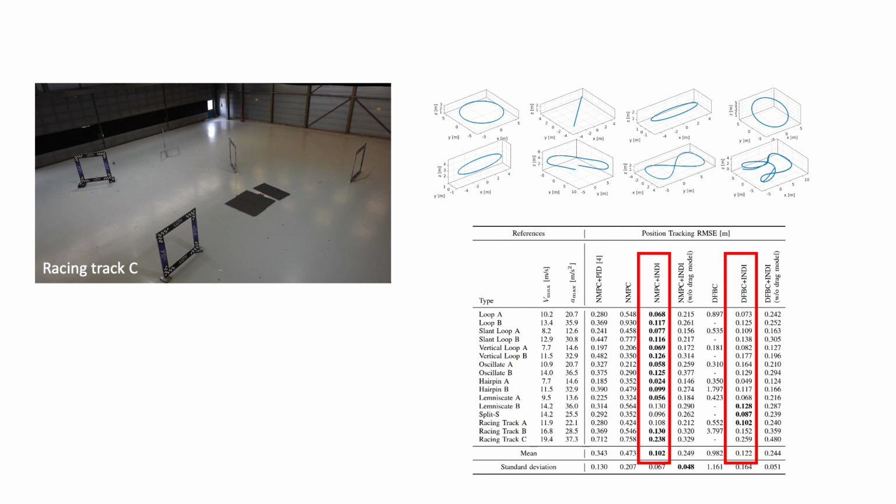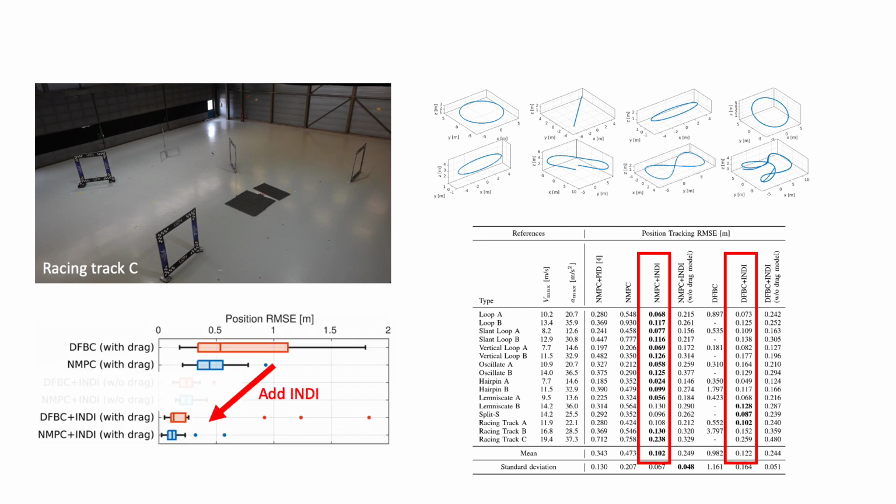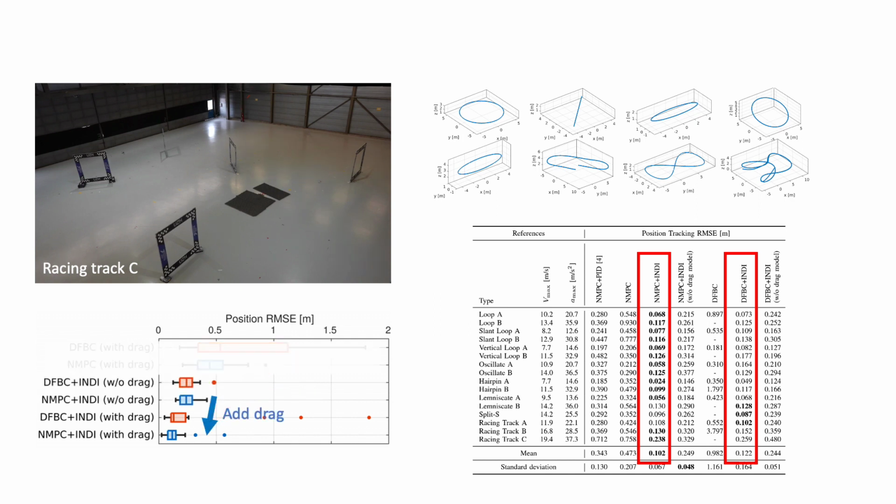Our results show that NMPC and DFBC with the INDI low-level controller have comparable performance in tracking physically feasible trajectories, and hybridizing with a robust low-level controller such as INDI can remarkably improve the tracking performance of both controllers. And such improvement is also significantly higher than simply adding a drag model.